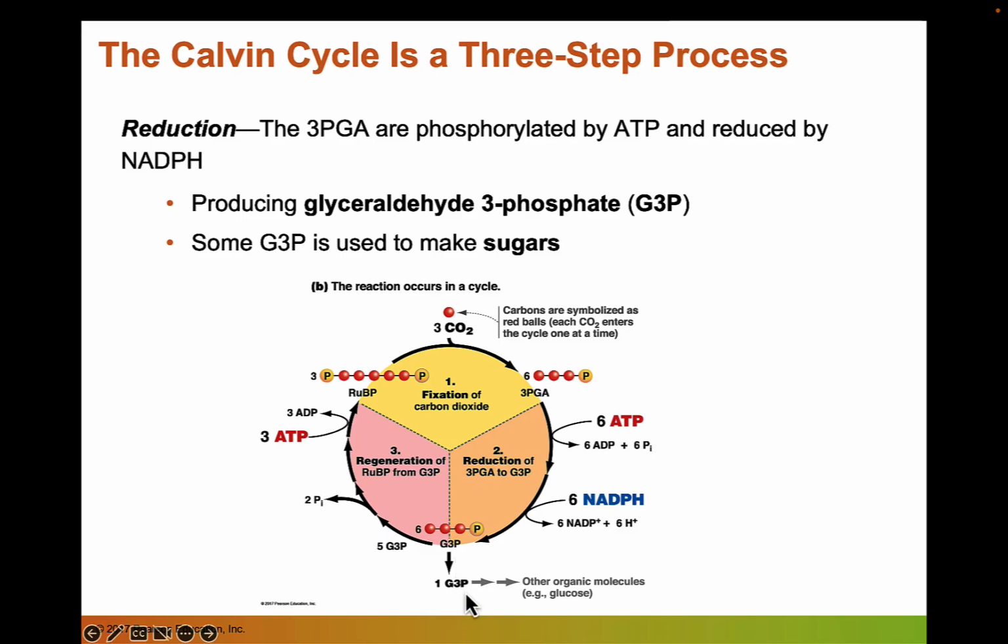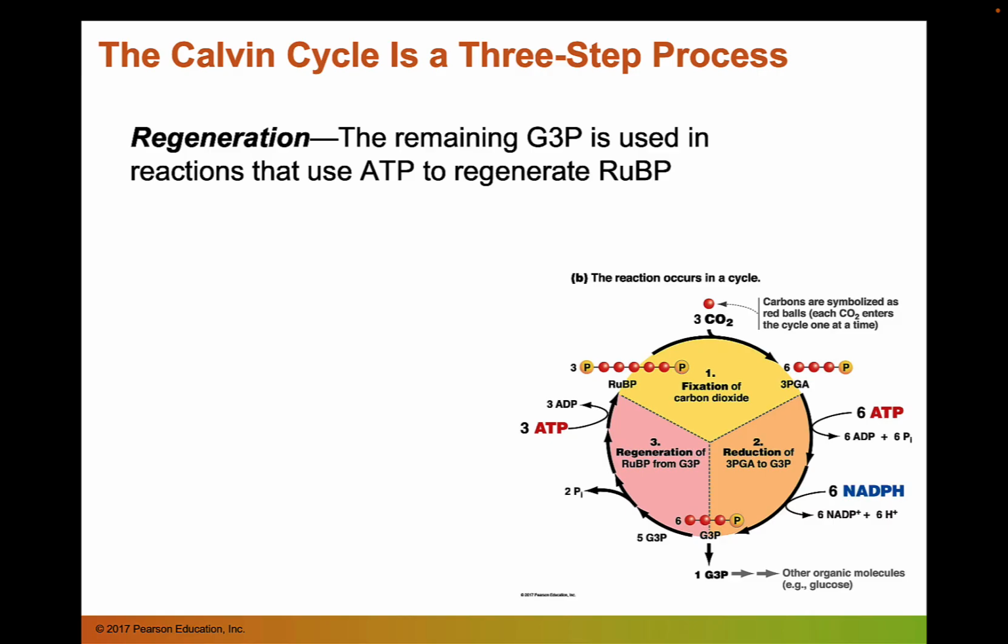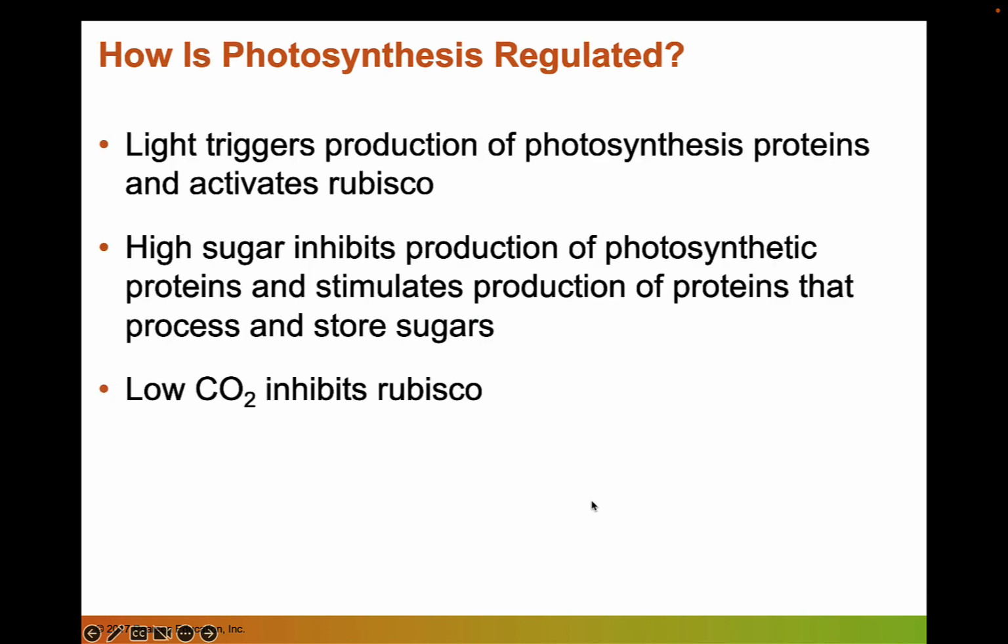And some of the G3P is going to be used to make sugar. But some of it is actually going to be used to regenerate RuBP. So the remaining G3P is then used in reactions that use ATP to regenerate RuBP. So that's the third stage, regeneration.